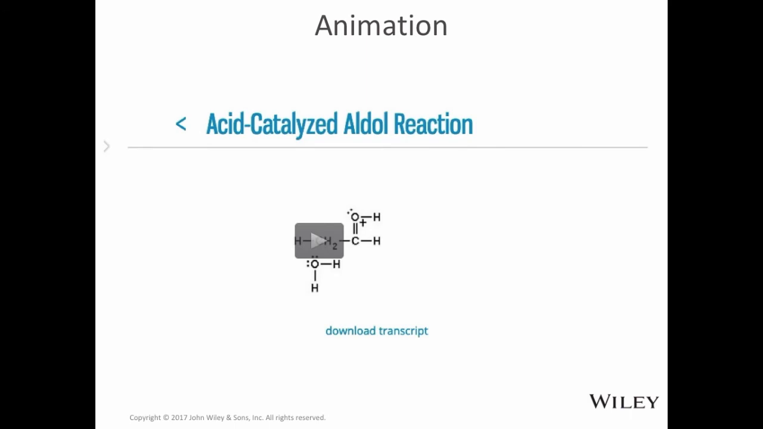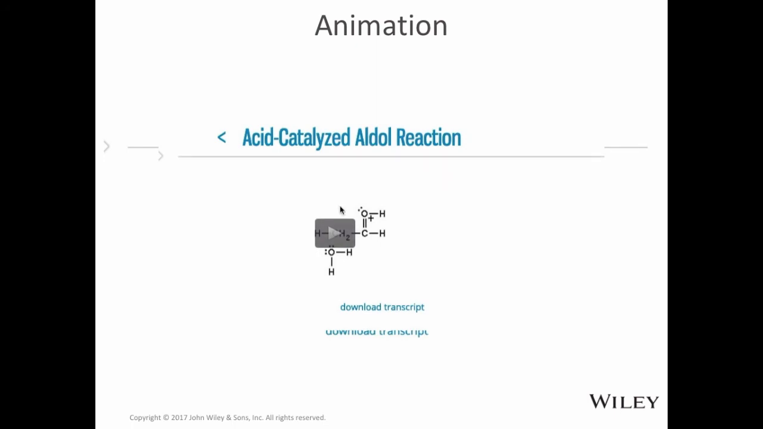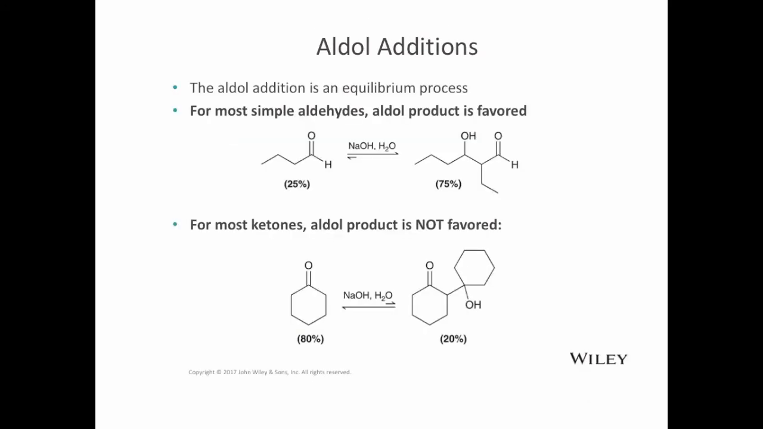You can also do the aldol with acid catalyzed conditions. So with this, the first thing you would do is protonate the carbonyl oxygen. And then that's going to form the enol. And then the enol will attack a second molecule of the protonated aldehyde. And then a final proton transfer gets you to your aldol product. For most simple aldehydes, the aldol product is favored. However, for ketones, the aldol product is usually not favored.